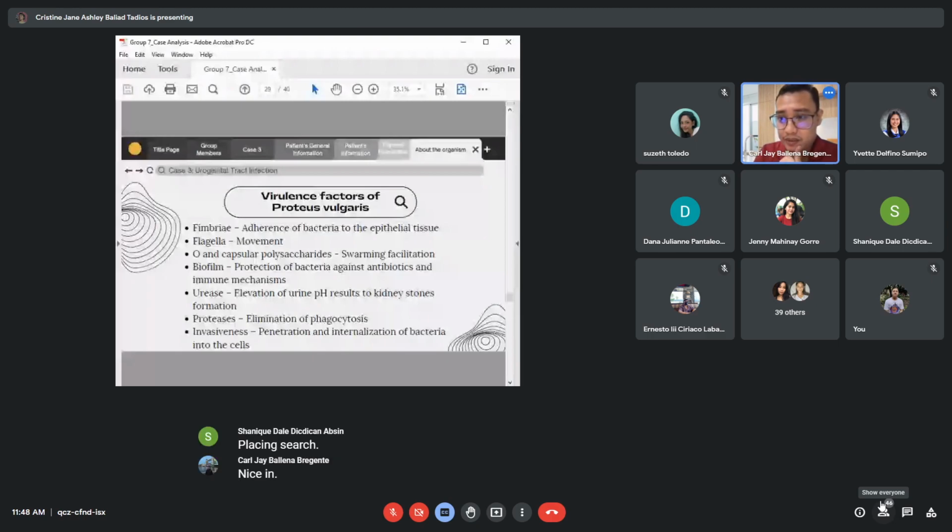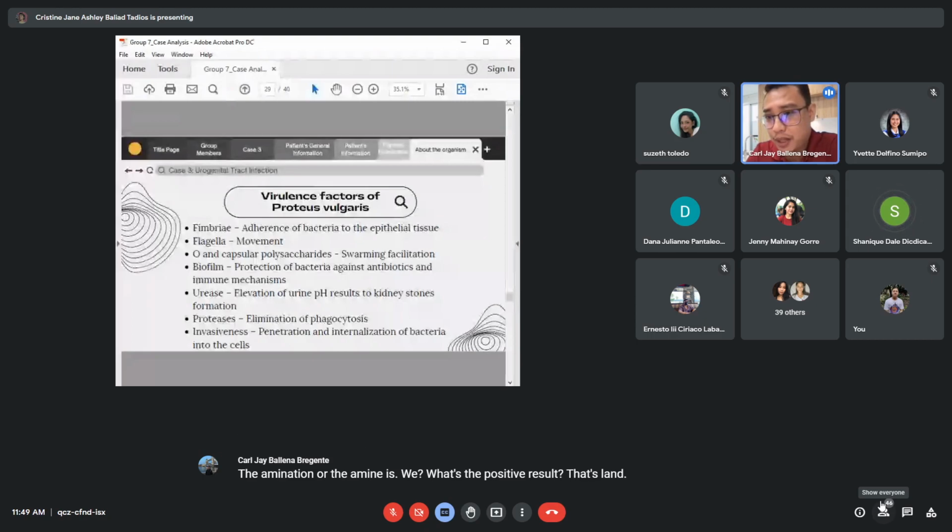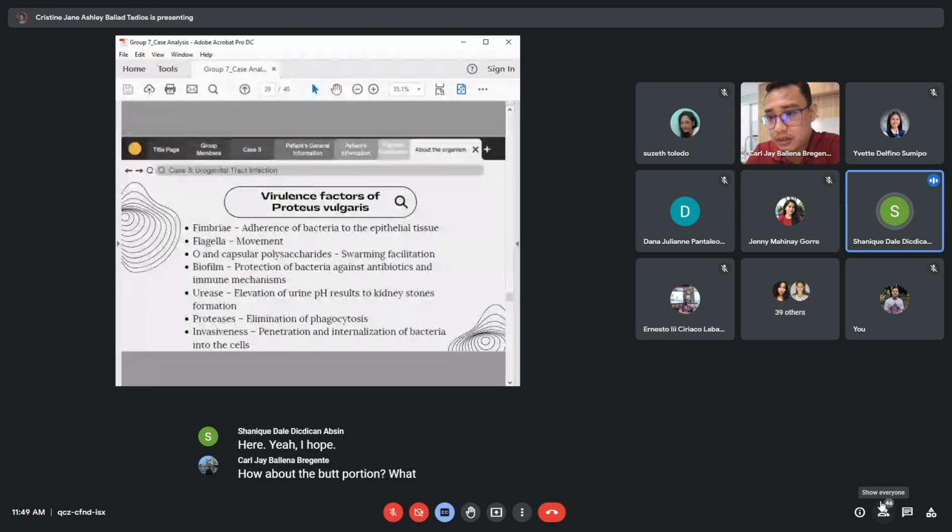What else? What is the purpose of the slant? That is for glycine deamination. Deamination or deaminase. Okay. What's the positive result? Red, sir. Red slant. Yeah. How about the butt portion? What does it detect?